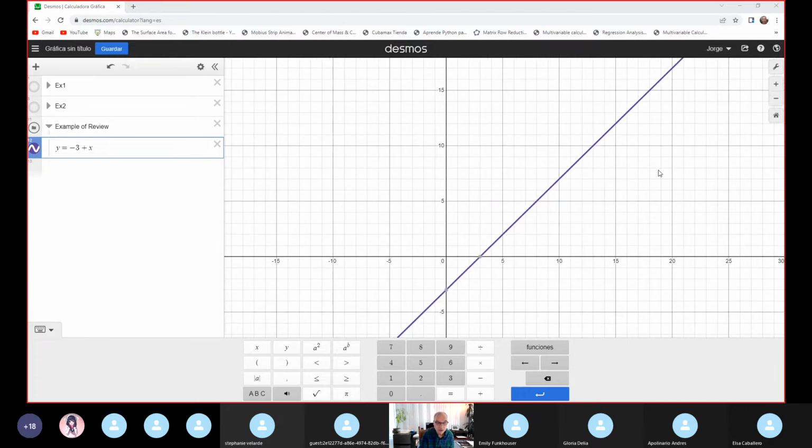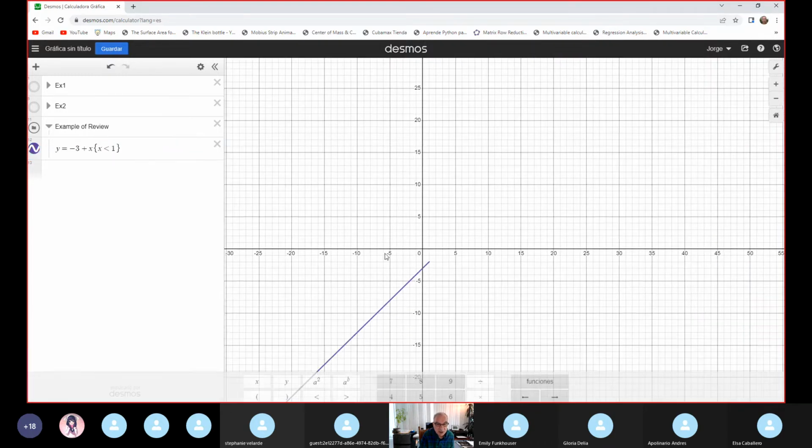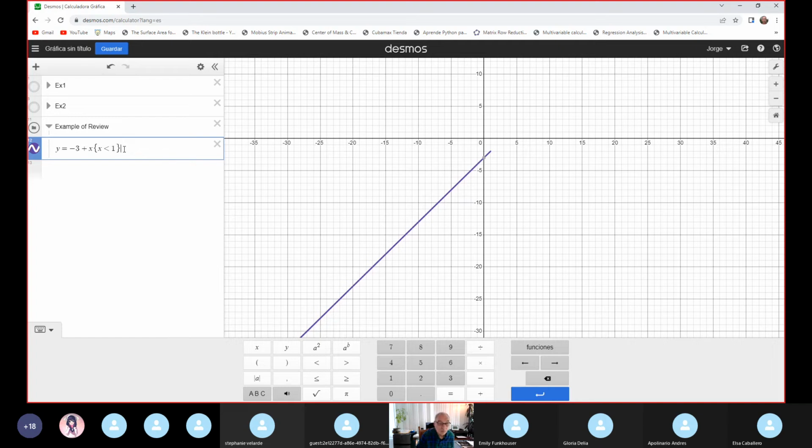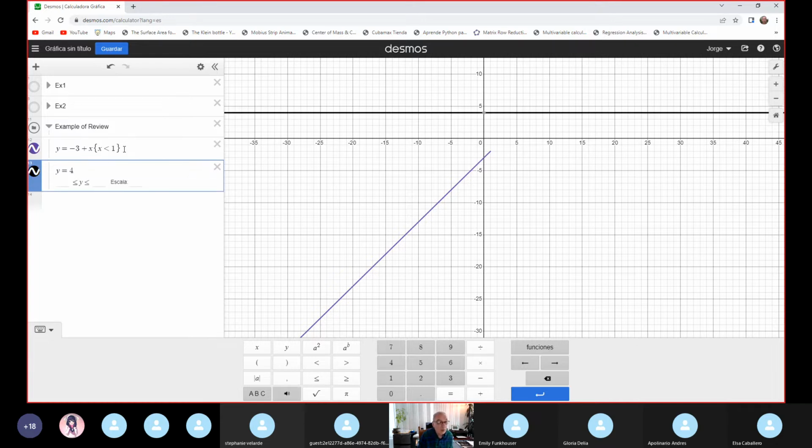However, we have a restriction, or condition, sorry. The restriction is when the x is less than 1. Boom, and you see one piece of the line, not the total line in both directions, only one piece. Now, the second piece is y equal 4. Okay. It's a horizontal line.